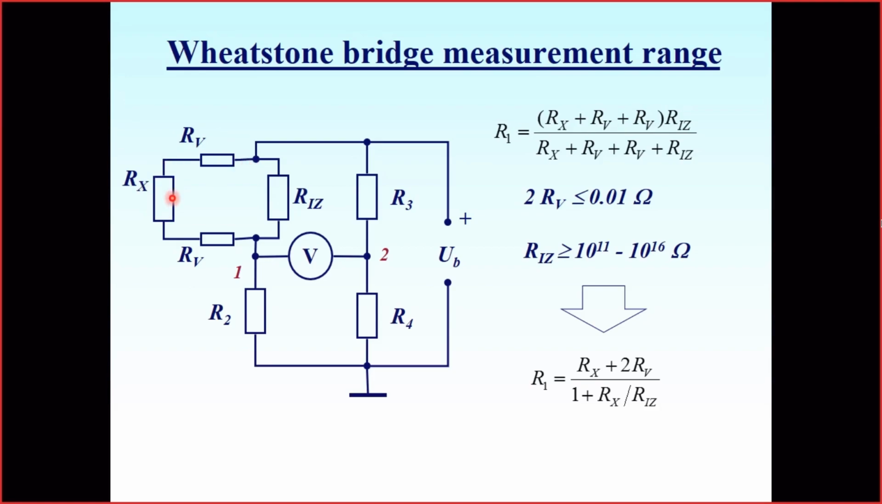I have the resistance of interest Rx. I have a wire resistance Rv that is added in series, and I have an isolation resistance which is added in parallel to all this series connection Rv, Rx, Rv. So I write down the resistance R1, which is a resistor switched between the connections to the bridge, between this and this point. So I write down this equivalent resistance.